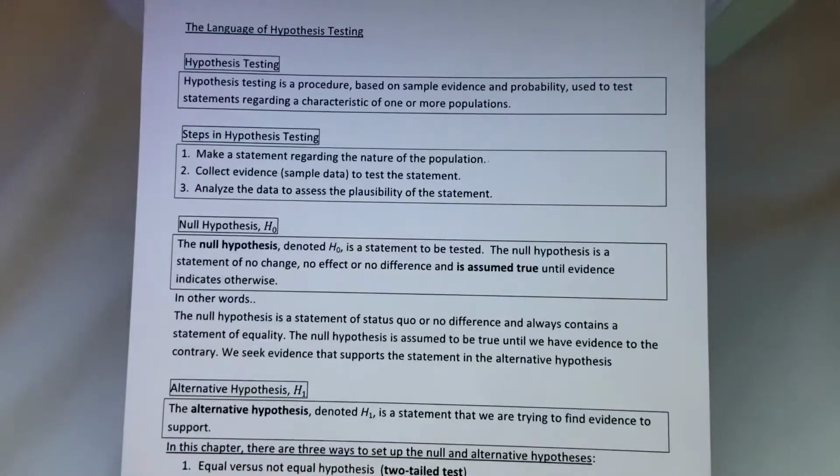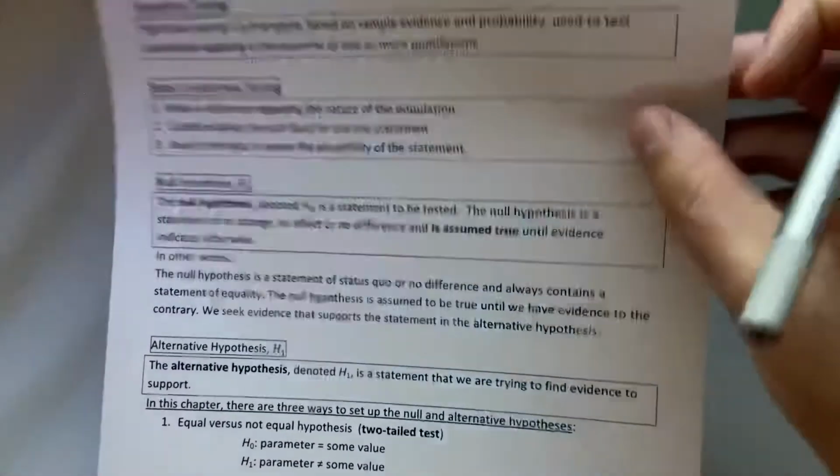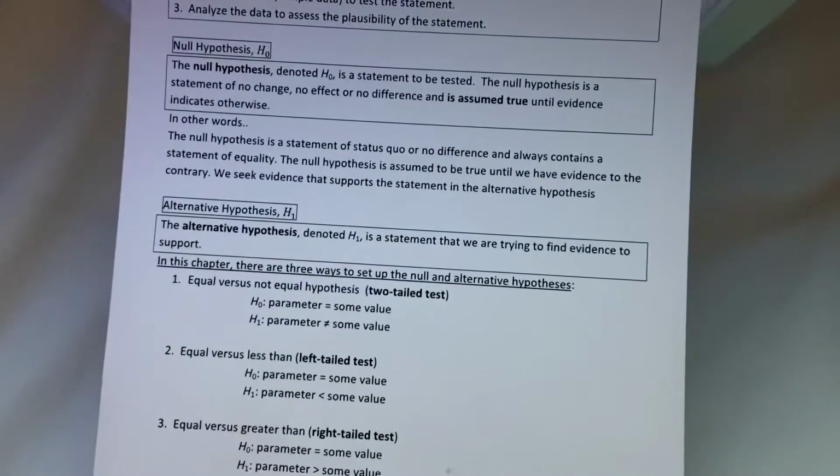So the null hypothesis is the status quo. Unless you have evidence of the contrary, you assume it's true. We're either going to find evidence that supports the statement in an alternative hypothesis, or it will not support the statement. Now, an alternative hypothesis is a statement that we're trying to find evidence to support that's generally different than the null hypothesis. There are about 3 different ways this can happen.